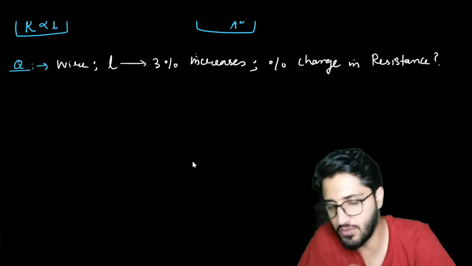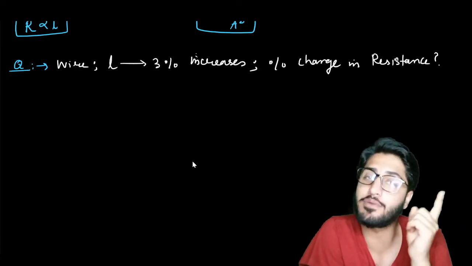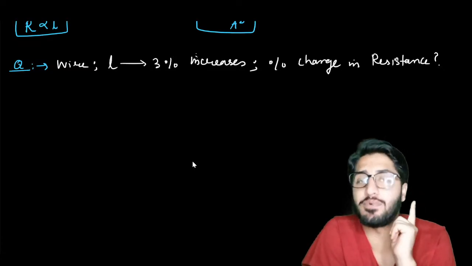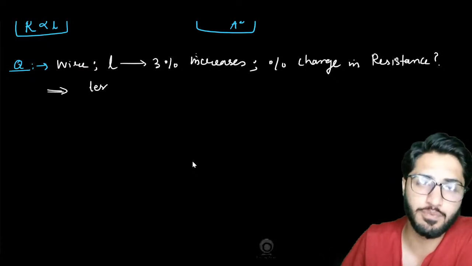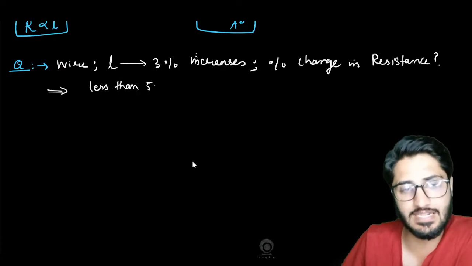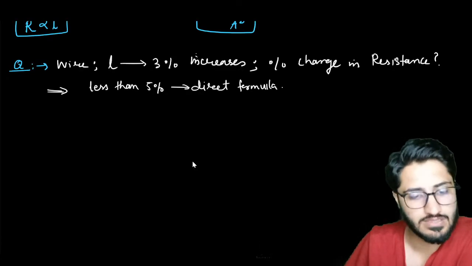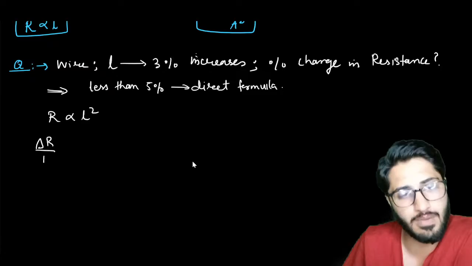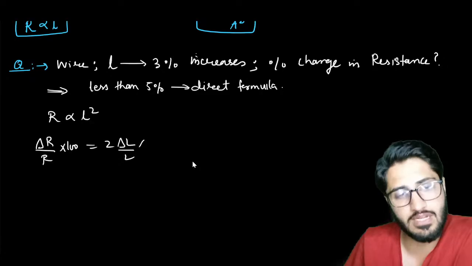Which formula do we need to use? Sir, length changes, so R is proportional to L square. Second, it changes by 3%. Look, if in your numerical the change is less than 5%, you can use the direct formula. So I can write R proportional to L square, so percentage change delta R by R into 100 equals 2 times delta L by L into 100.